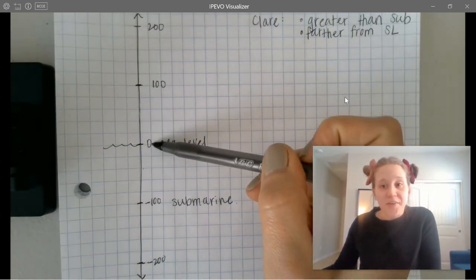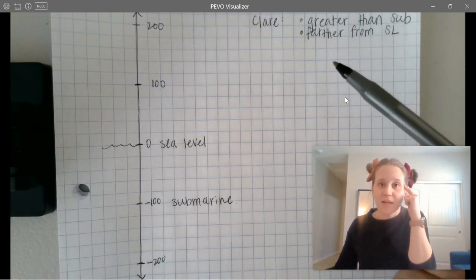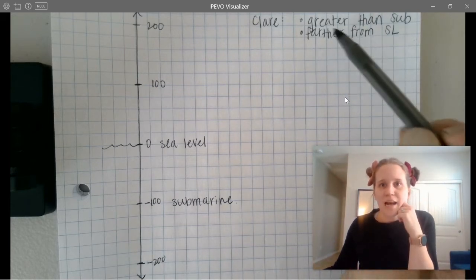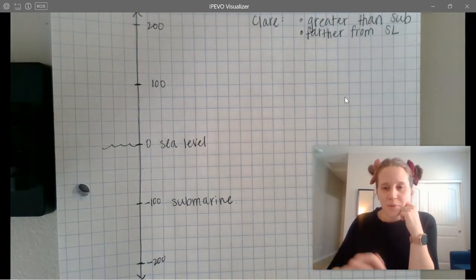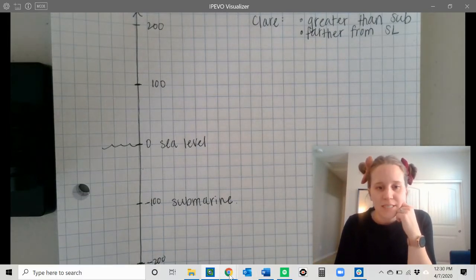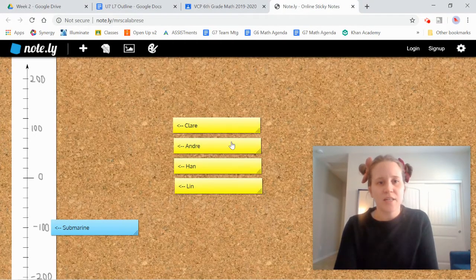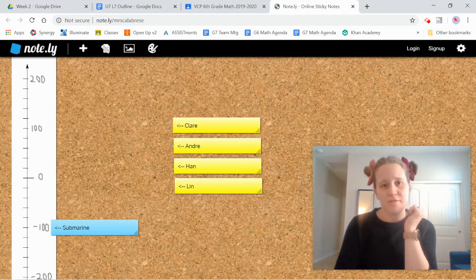Sea level is 0. Farther from 0 reminds me of that term I learned yesterday, absolute value. Okay, so Claire must have a greater absolute value. So let's go ahead and put Claire on our number line. I'm going to go to my sticky notes because I want to drag this around a little bit. So Claire's elevation is greater than the submarine, which means she is above the submarine.